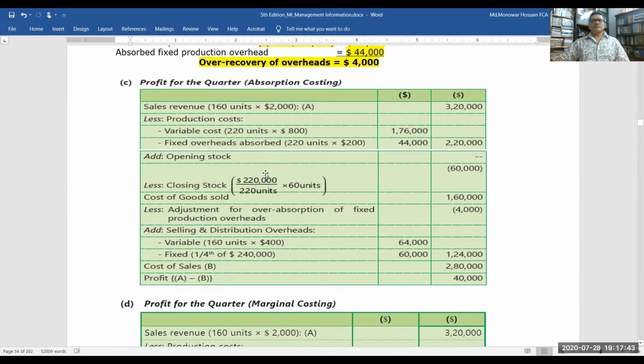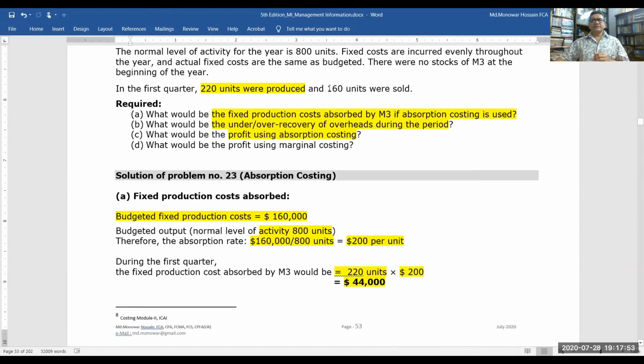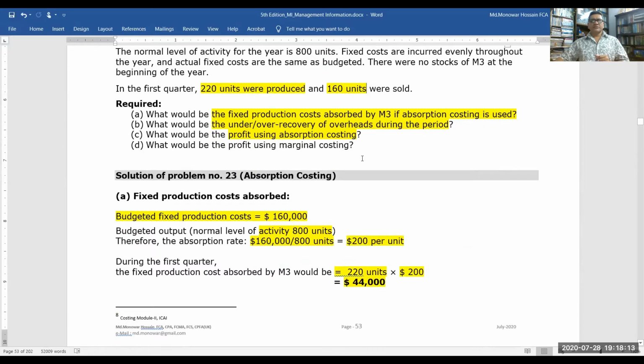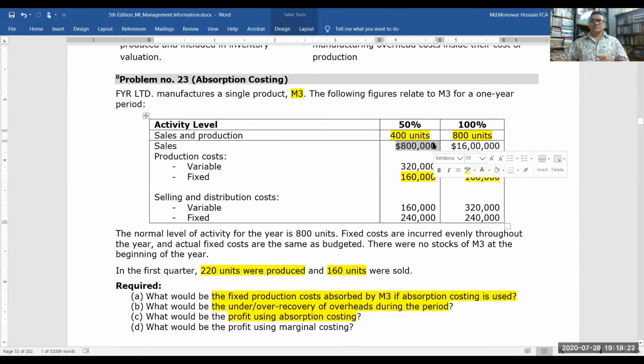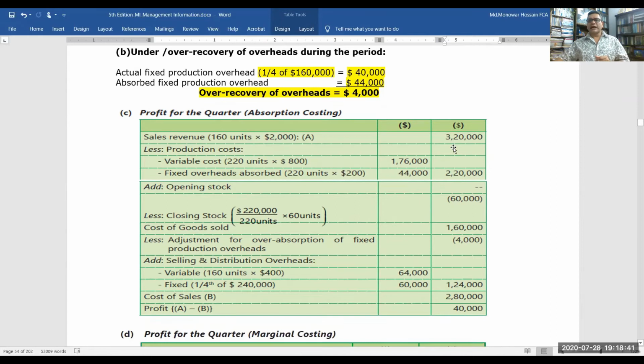Now number 3, profit using absorption costing. Profit for the quarter under absorption costing: we sold 160 units, at the rate of 2,000 per unit. How 2,000? Because sales of 16 lakh divided by 800 units gives 2,000, so sales revenue comes to 3,20,000.